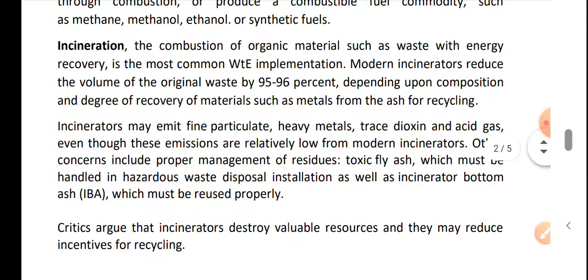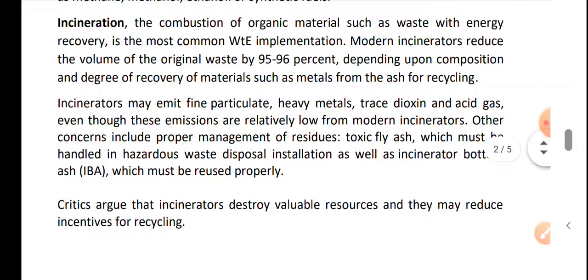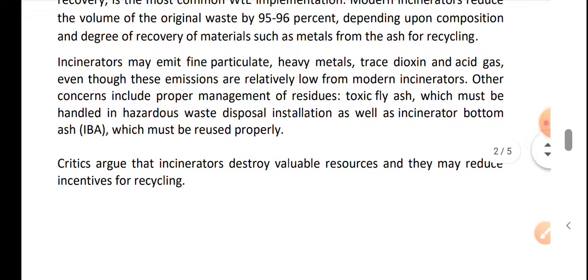But incineration can emit very small particles, metals, acid gas, etc. also, and we have to filter the gases. We have to collect the heavy metals in different sections also. So for that I have discussed before in the diagram how we will collect these things.